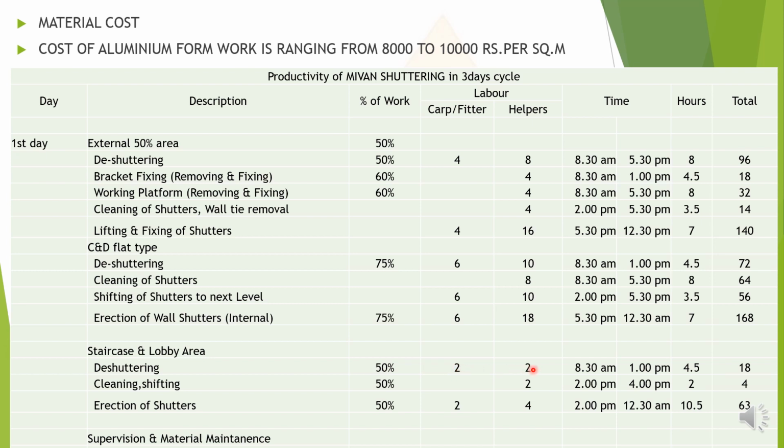Staircase and lobby area, de-shuttering 50 percent, 2 carpenters and fitters, 2 helpers, 4.5 hours, it is 18 hours total. Cleaning and shifting 50 percent, 2 helpers, 2 hours, total 4 hours. Erection of shutters 50 percent, 2 carpenters and 4 helpers, 10.5 hours, then 63. Then there is supervision and material charges.